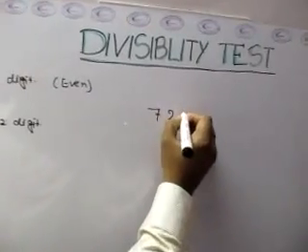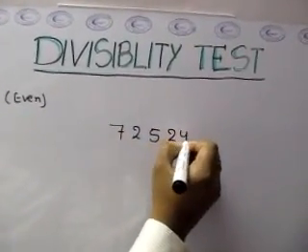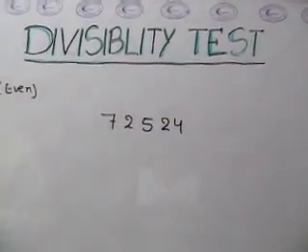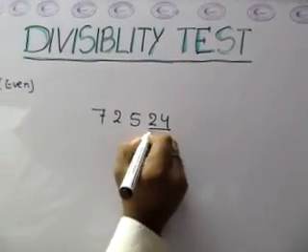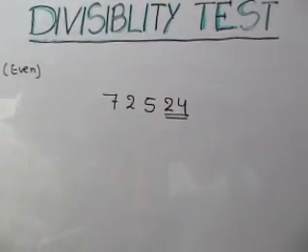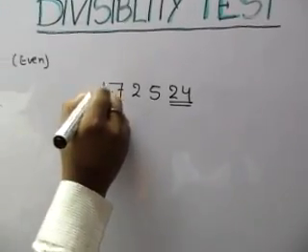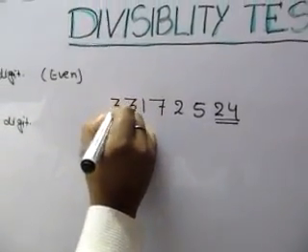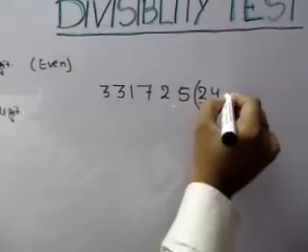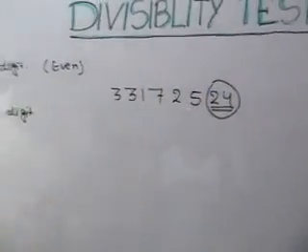Just take an example. 72524. This number is divisible by 4 because last two digits 24 is divisible by 4. It doesn't matter what you write down before this. The number is always divisible by 4 because last two digits 24 is divisible by 4.